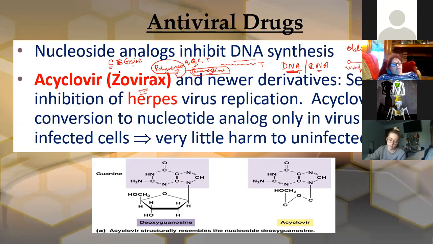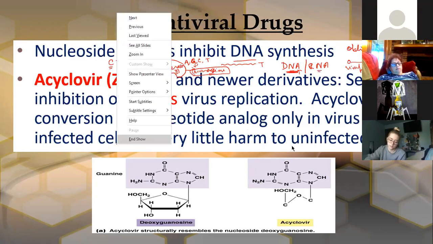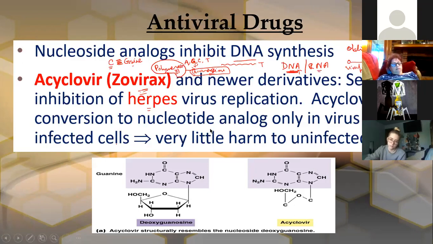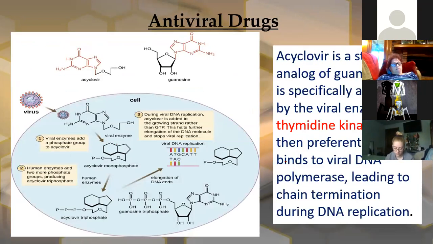So Zovirax, which we use against the herpes virus, gives selective inhibition of herpes virus replication, through acyclovir conversion to a nucleotide analog only in virus-infected cells. This only works on virus-infected cells because all other cells are our own cells, and we cannot allow our own cells to make that nucleotide analog, the guanosine analog. So there is very little harm to uninfected cells, because our target is only the virus-infected cells.